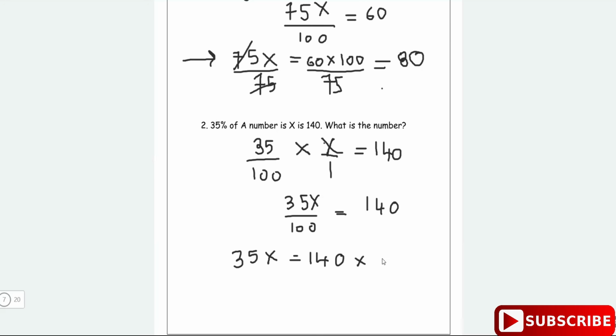So to get X now, we have to divide both sides by 35. When we divide both sides by 35, the 35 cancels the 35 right here, and that will then give us what X is. So we'll get that X equals, you put this in your calculator, 140 times 100 divided by 35, which is 400. So the number is 400. Nice and easy, soft.